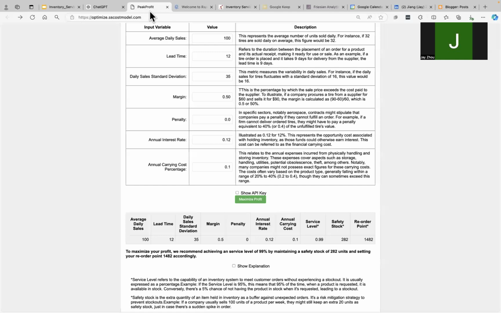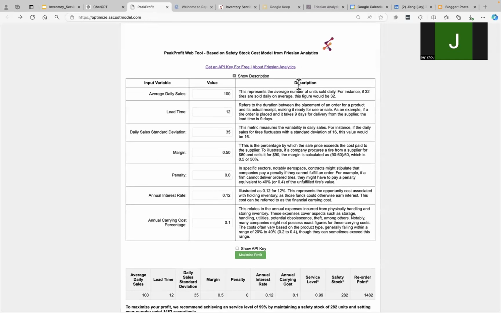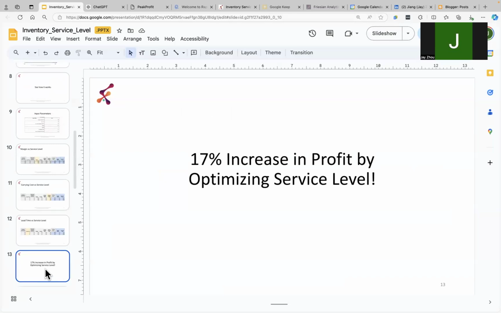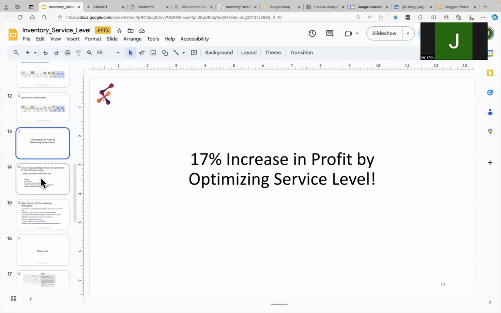The good news is that you can go to this website and try it yourself. You can actually take advantage of this tool. For basic use, it's free. Then let's find the site, right? Go back to the PowerPoint. We have shown that by simply adjusting service level, optimizing it, we achieved 17% increase in profit, right? So service level of course matters, but we have never seen it from a profitability point of view, right?